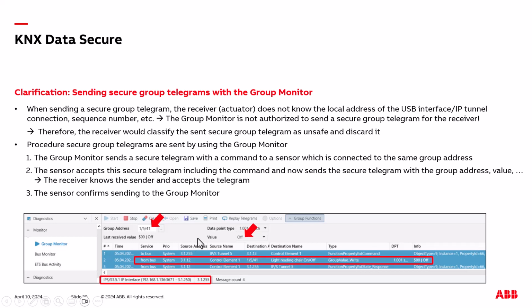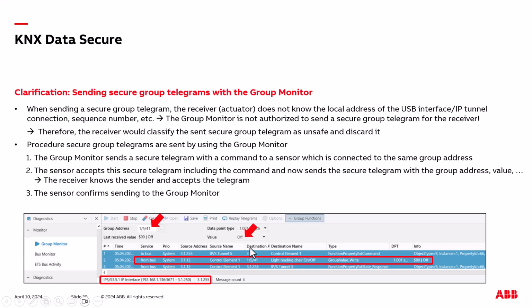At first, the ETS now sends a secure telegram to the control element, which is linked with the same group address, 1541, like we see here. The source address is the address of my tunneling connection, to my destination address, which is my control element number 1, 3112, including a command, function property external command: please send a group address in the name of the ETS.